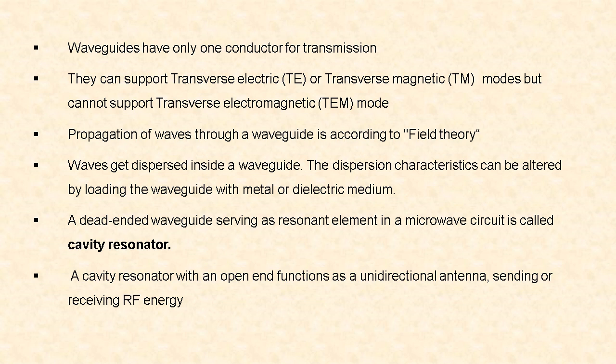Waveguides have only one conductor for transmission because a return conductor is not required, as the body of the waveguide acts as earth. The waveguides support transverse electric and transverse magnetic modes but not transverse electromagnetic modes. Propagation of waves through a waveguide is according to field theory.